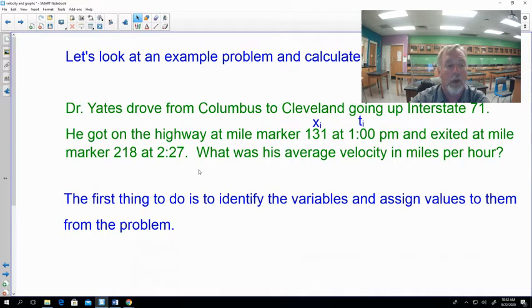All right, let's keep going. Exited at mile marker 218. Well, there's another value, another number. What's that for? That's our X final, right? Our final position. And we have a time again, so that's our final time.